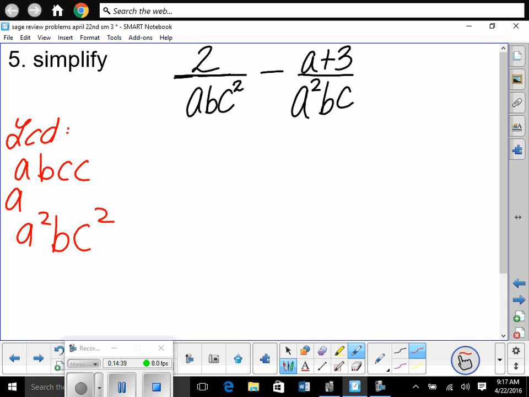So don't we need to multiply by A? Right? So multiply A over A. You gotta do it to the top and bottom. Over here we have A squared B. We need C squared, so we'll multiply by C over C.